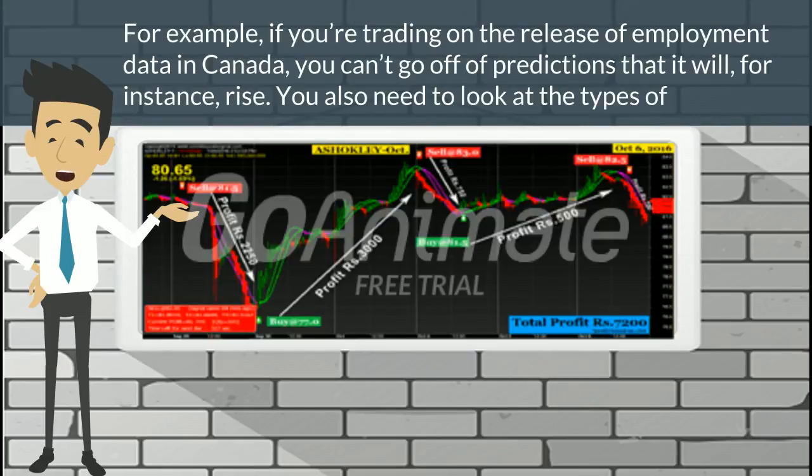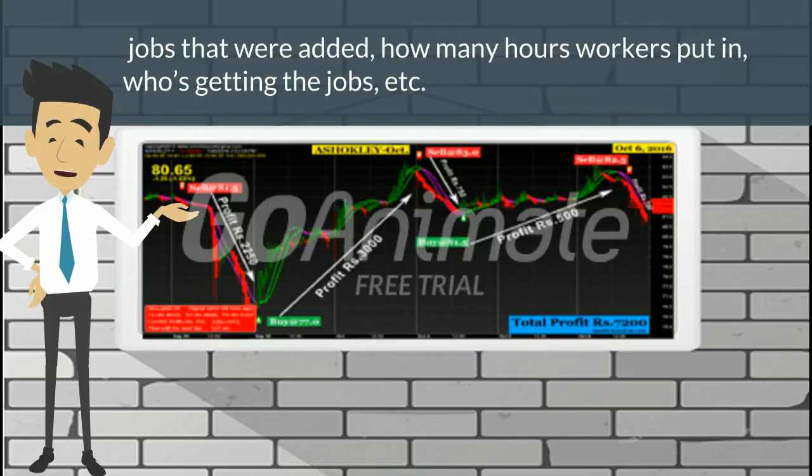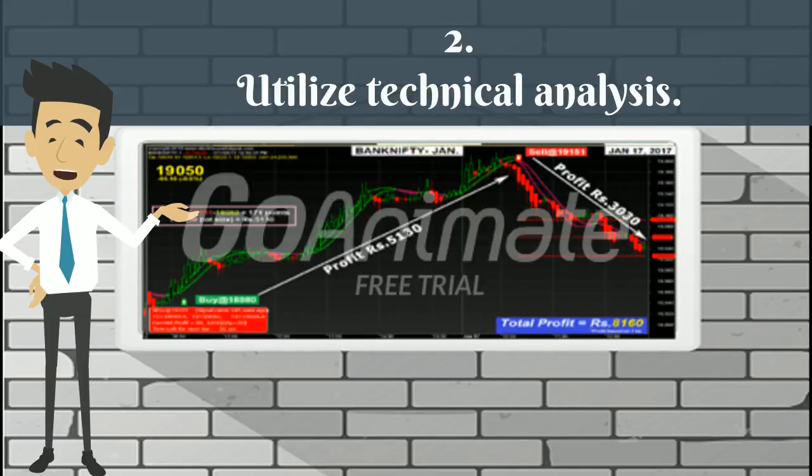For example, if you're trading on the release of employment data in Canada, you can't go off of predictions that it will, for instance, rise. You also need to look at the types of jobs that were added, how many hours workers put in, who's getting the jobs, etc.